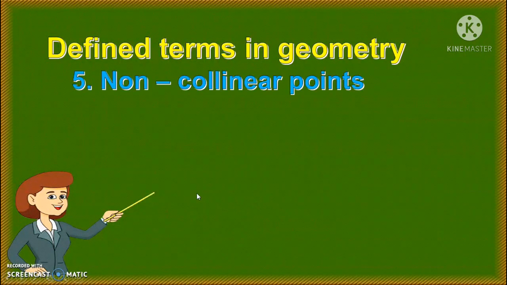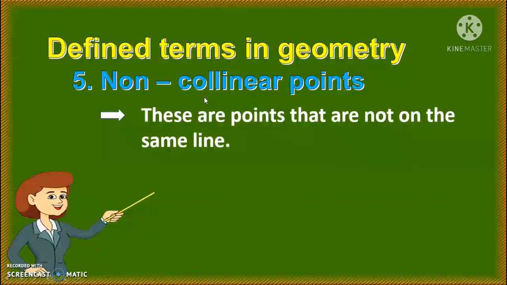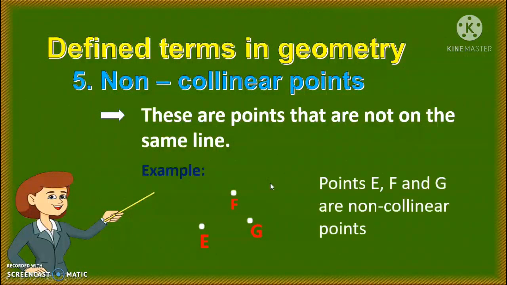So, number 5. Kung meron tayong collinear, meron na naman tayong non-collinear points. Obviously, ang collinear lies on the same line. So non-collinear meaning these are points that are not on the same line. Hindi sila naglalay sa isang linya. So example, yan, hindi sila nasa same line, so matatawag natin siyang non-collinear points.